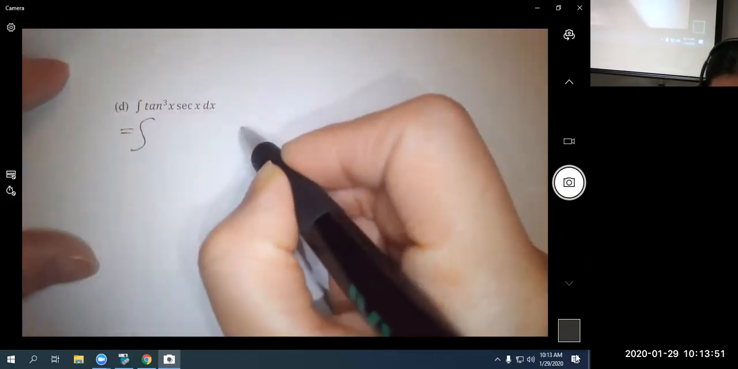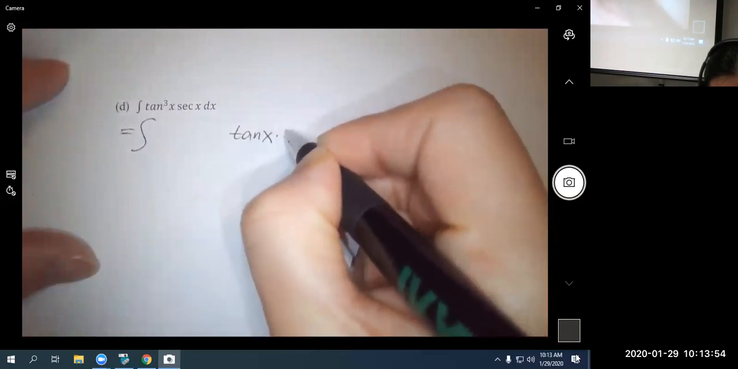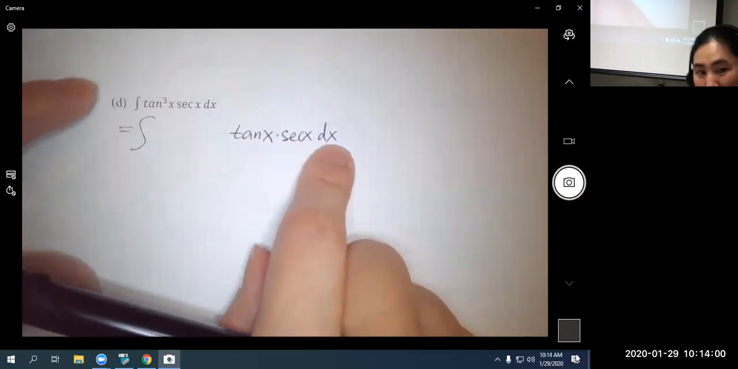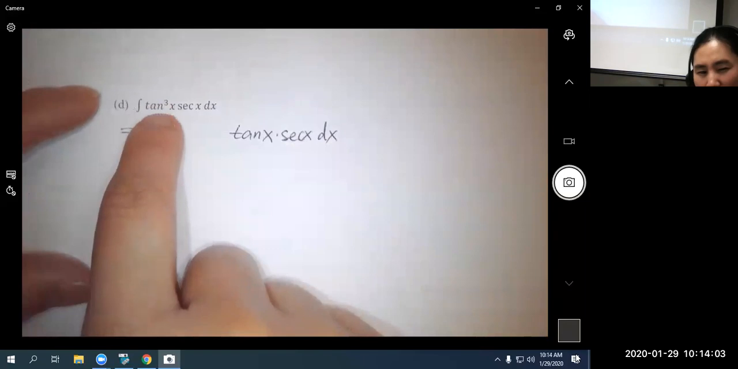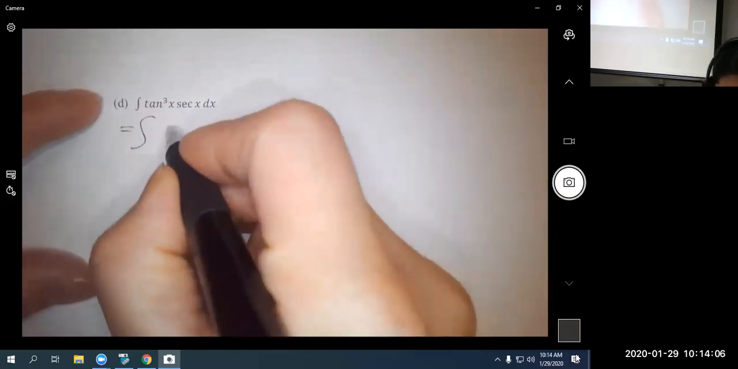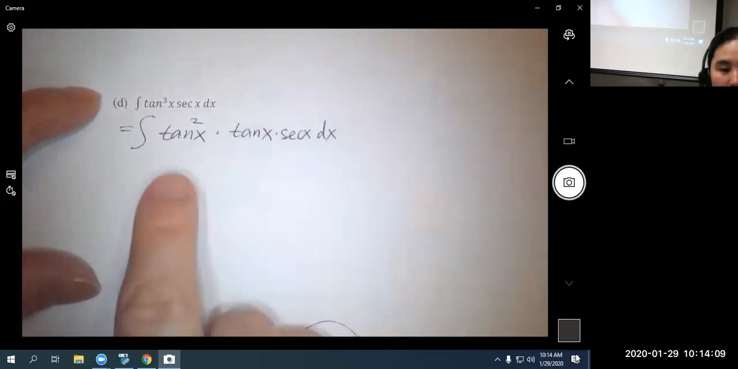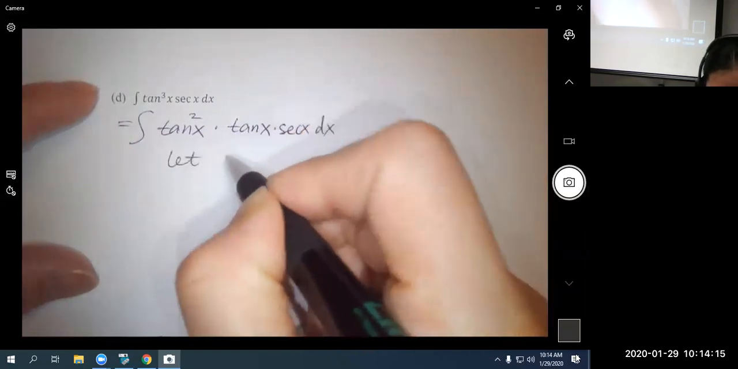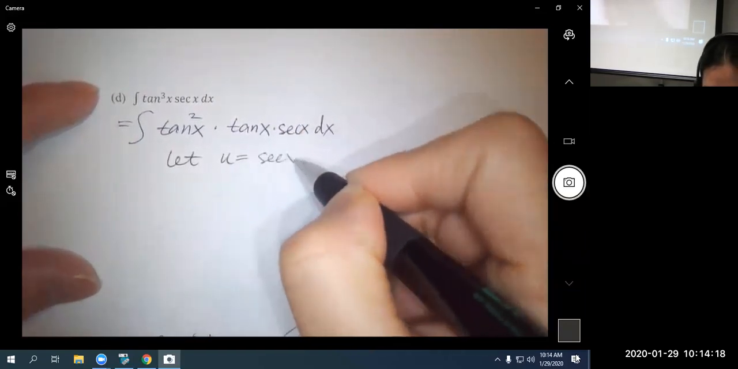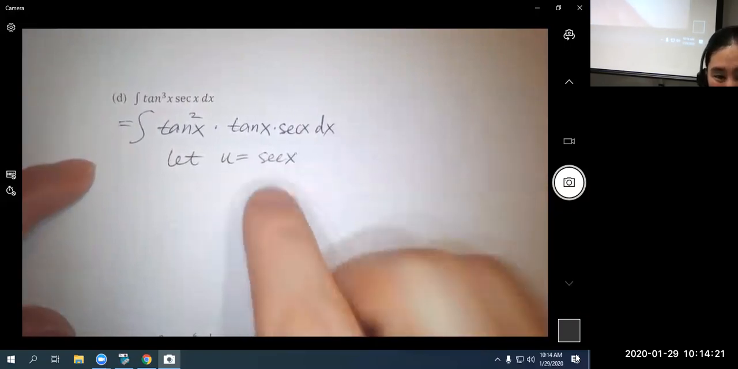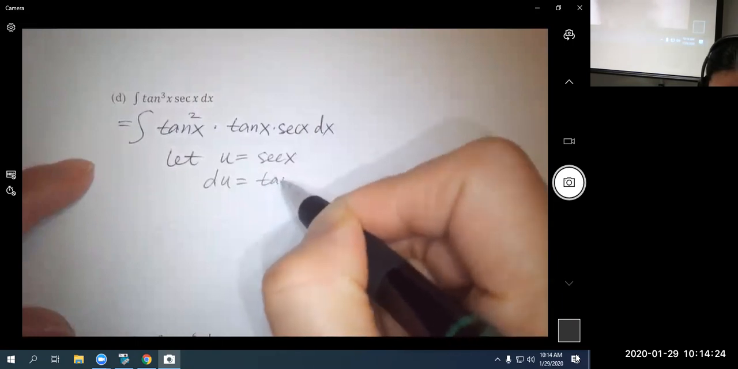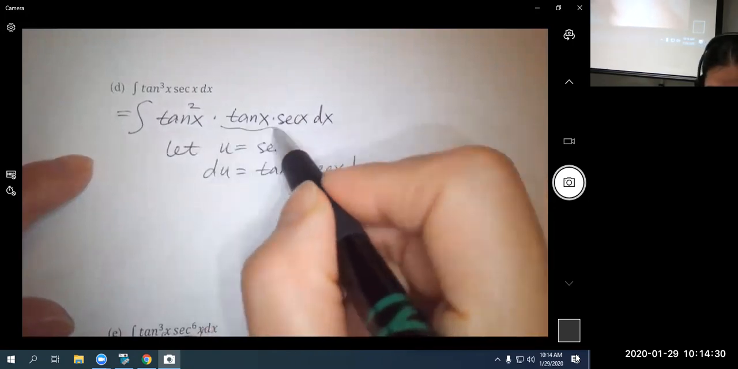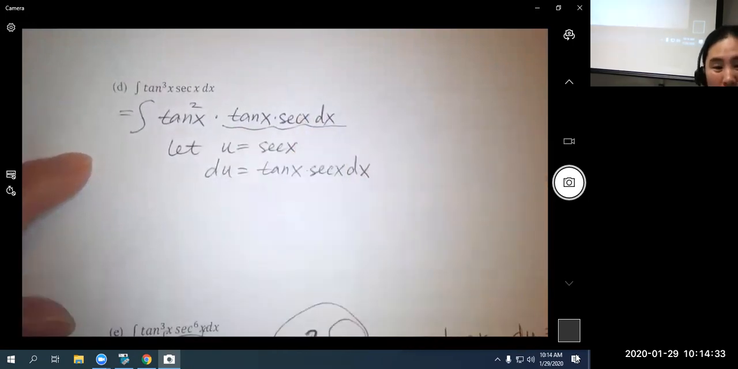We're going to split off a tangent of x times secant of x dx. See, I always split off this together with dx, okay? And then if we split off one tangent of x and one secant of x, what's left over? Tangent of x squared. Do you still remember the substitution? u equals secant of x, so du will be tangent of x secant of x dx. See, this part becomes du.